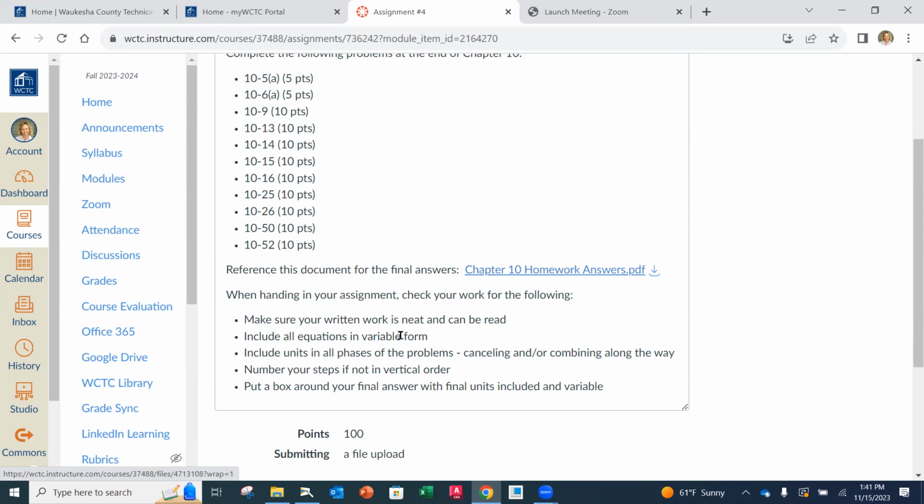And then this is all considered written work that we've been doing here. There's no Excel spreadsheet or computer program to help us with it or any CAD that you have to do. So just make sure that as you're writing, it's nice and neat, so that I can follow it. I like going down a page, chronologically, vertically. But if you end up going in different places, then just number your steps for me, please. That just makes it easier for me to follow. Make sure you include your units in all phases of the problem.